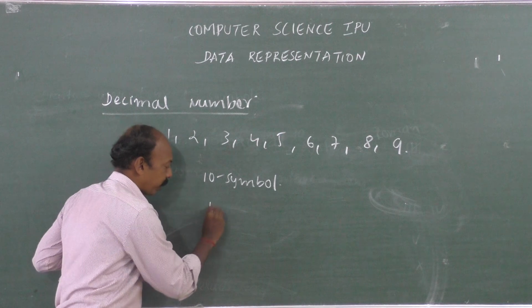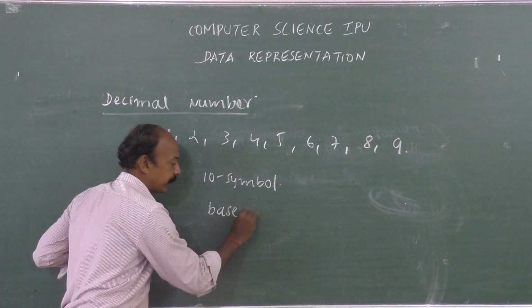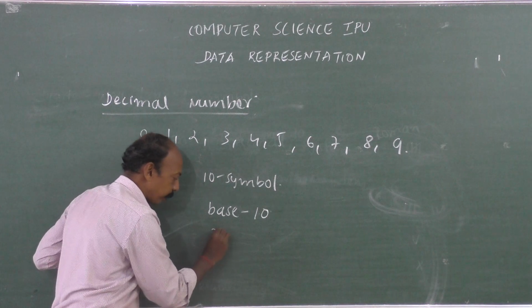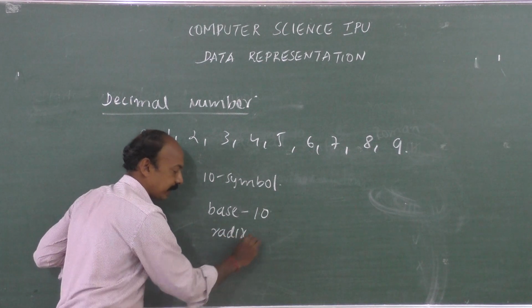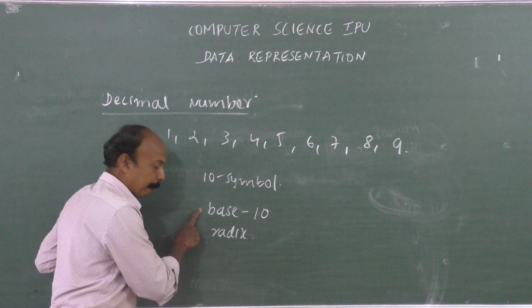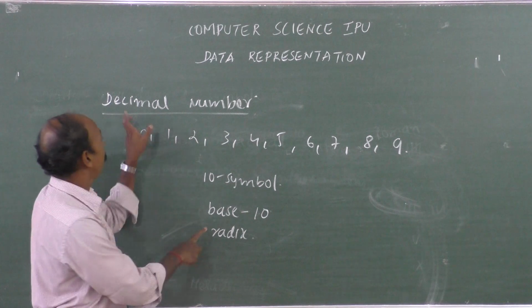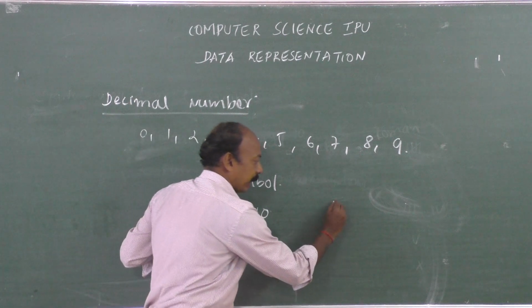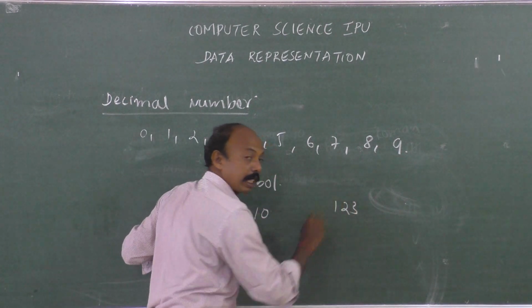That's why we call it the base. The base is 10. Base has one more name, the radix. So the base or radix of the decimal number system is 10. So when we write the number 123, what does it mean?